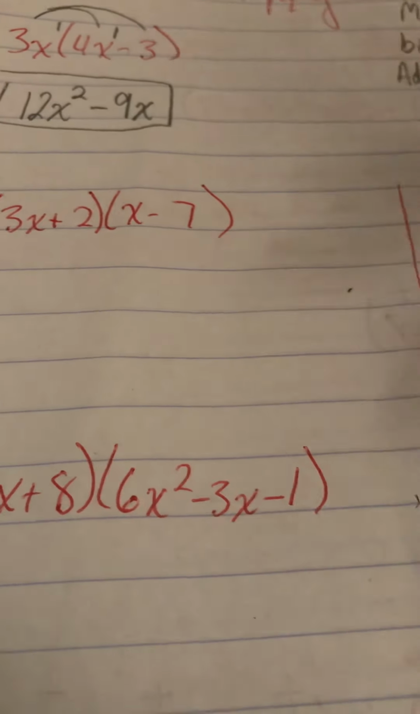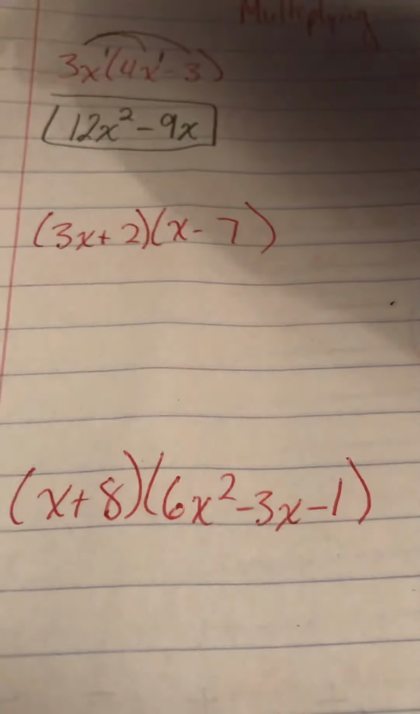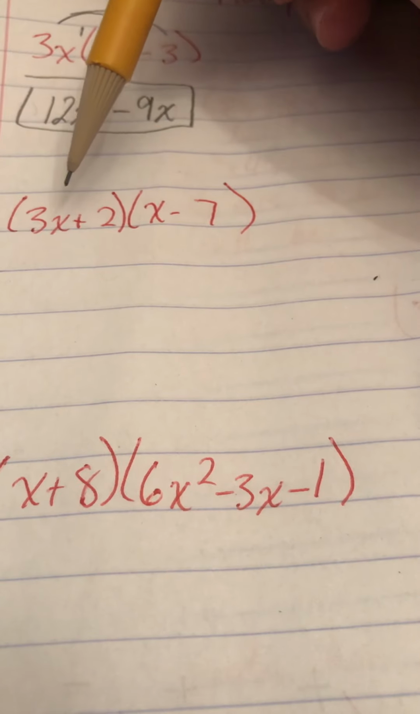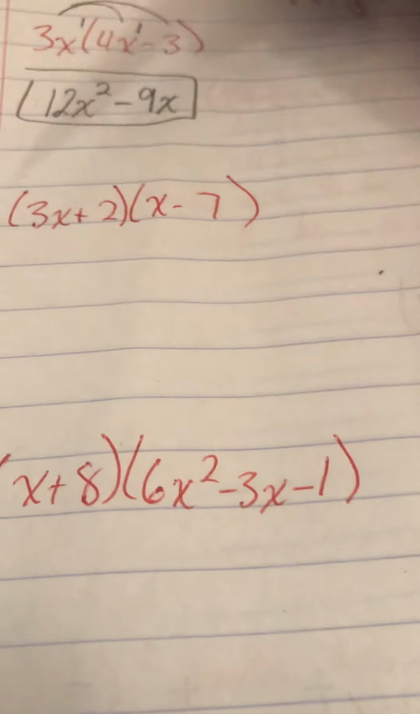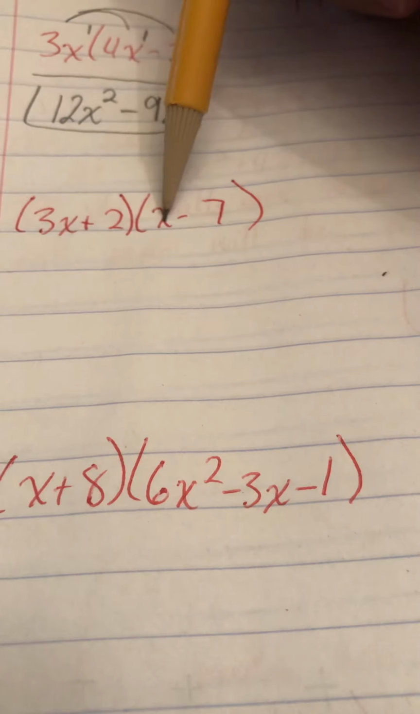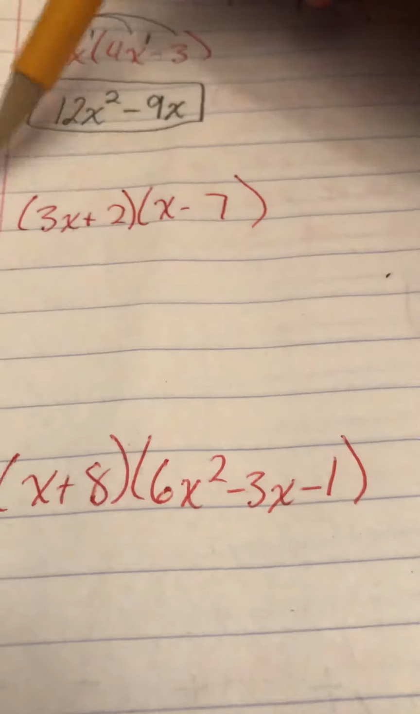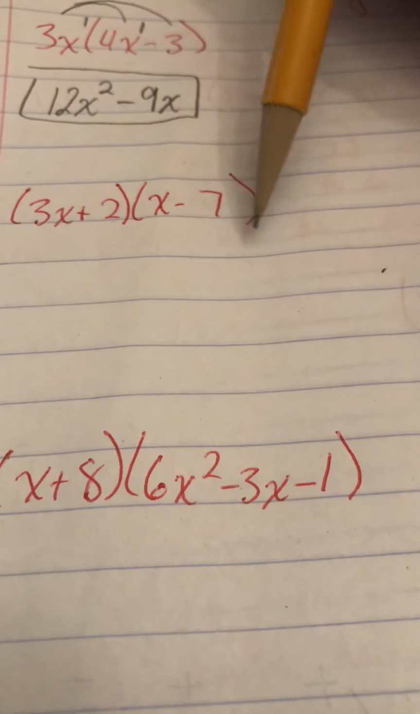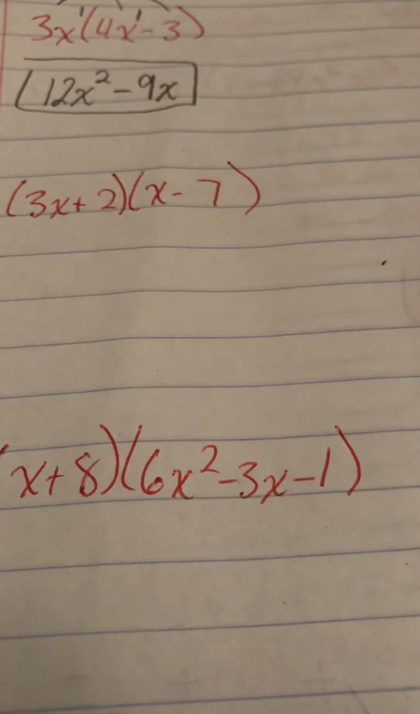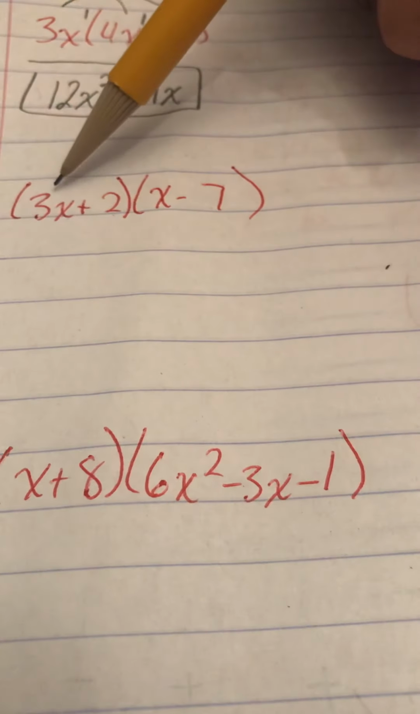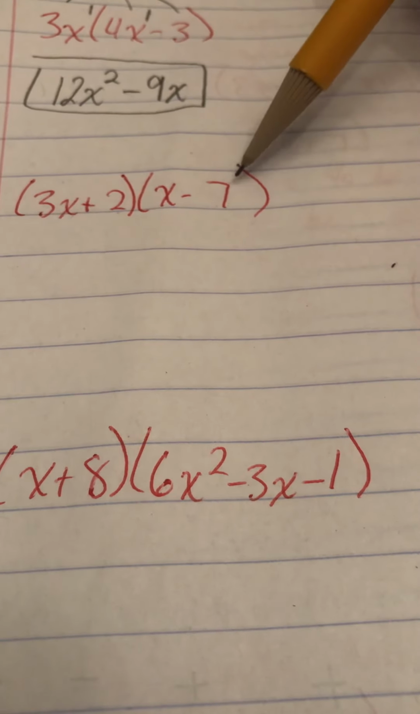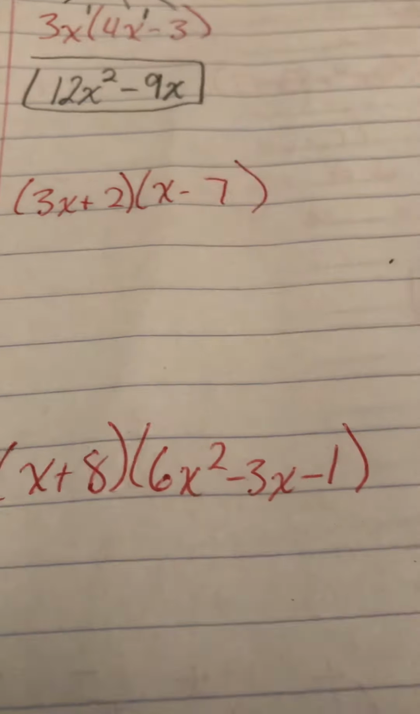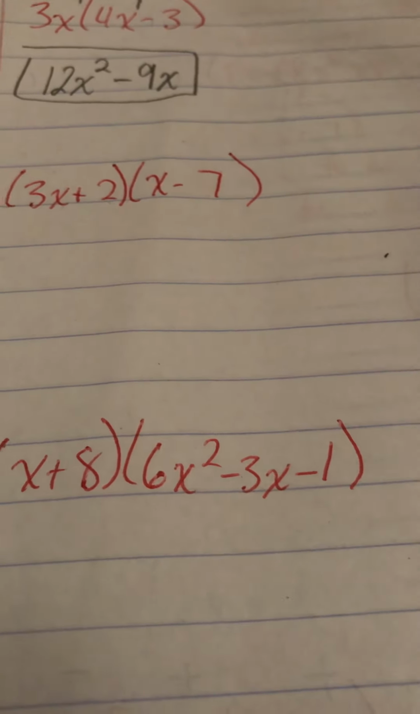Foiling is the same way. You could think about foiling as a binomial times a binomial, 2 and 2. I don't like to think about it as first, outside, inside, last. Technically, first term, outside term, inside terms, and last terms are how we're multiplying. But I think that if you think about it in this way, that you need to distribute the 3x to both terms inside of this quantity, and then multiply the 2 with both terms inside the second quantity, it's a little bit easier.